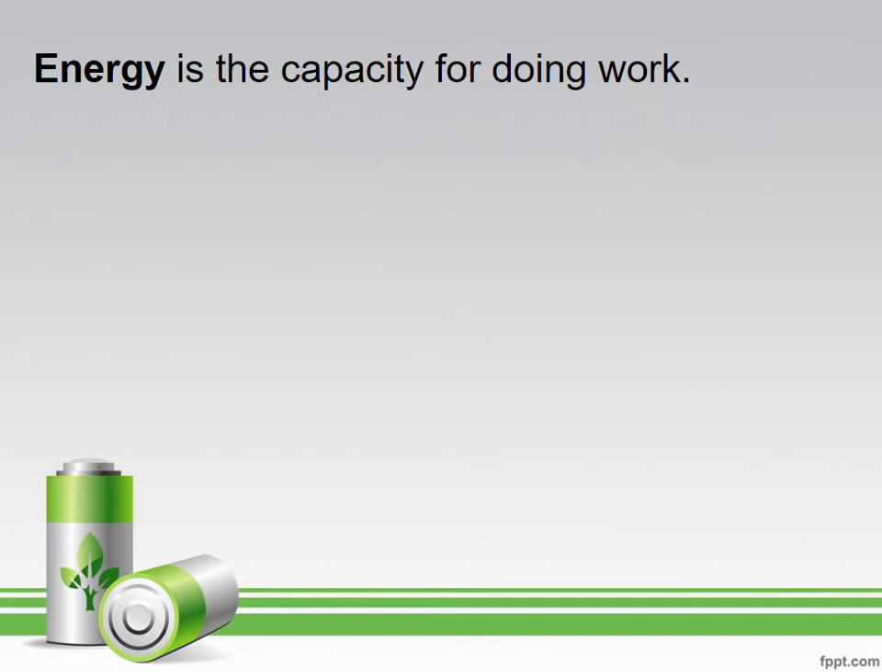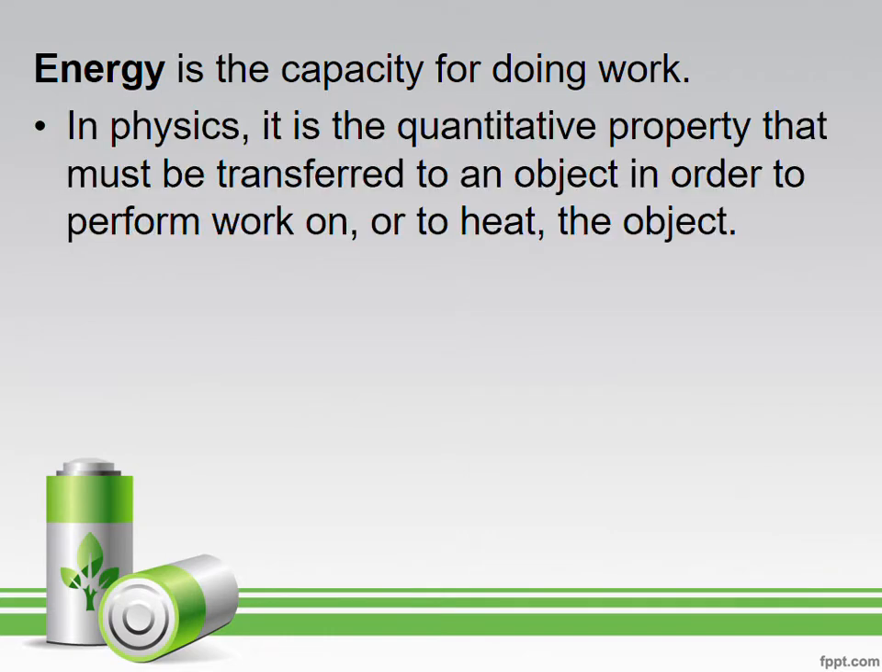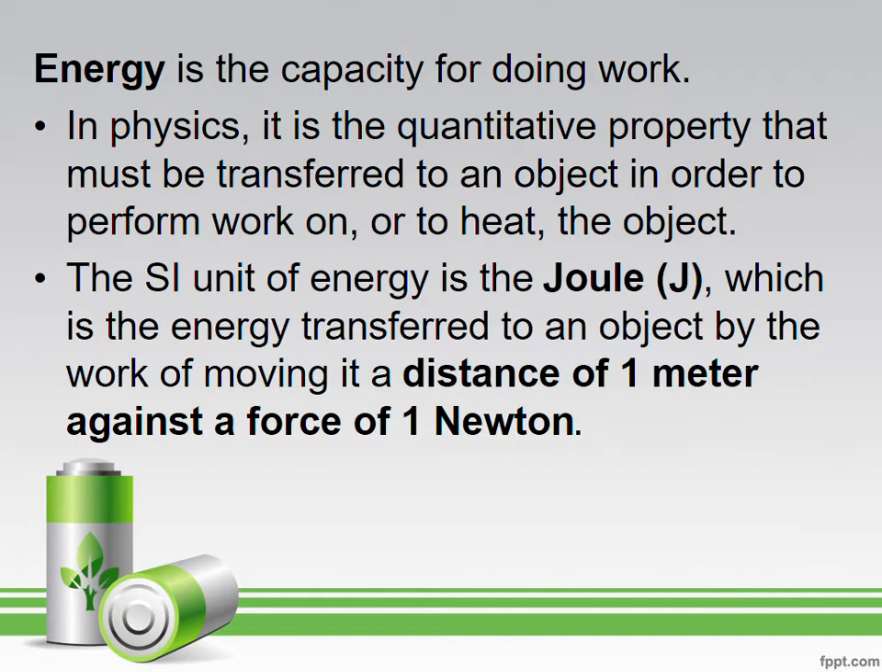Okay, let's define what is energy and power. Energy is the capacity for doing work. Ito yung quantitative property na ina-apply natin sa isang object or tinatransfer natin sa isang object to perform work or heat. The difference niya is yung work is the property na dinadirectly natin, the force that we directly apply in the object, while the energy is transferred to an object. The unit for energy is in joules or equivalent to 1 Newton meter.